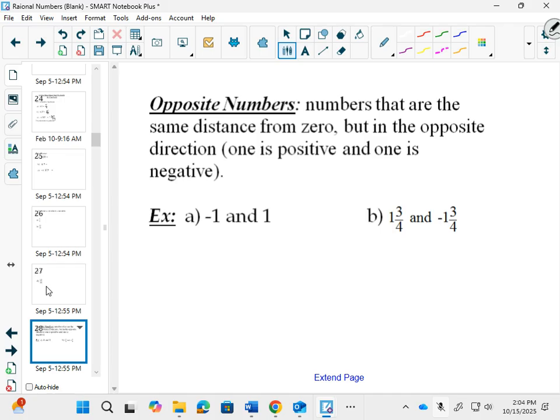Opposite numbers. Opposite numbers are the exact same number, but one is positive, one is negative. That's pretty obvious. But, so what's the opposite of 5? Negative 5. Opposite of 3? Negative 3. Opposite of negative 2? Positive 2. So those are just opposite numbers.